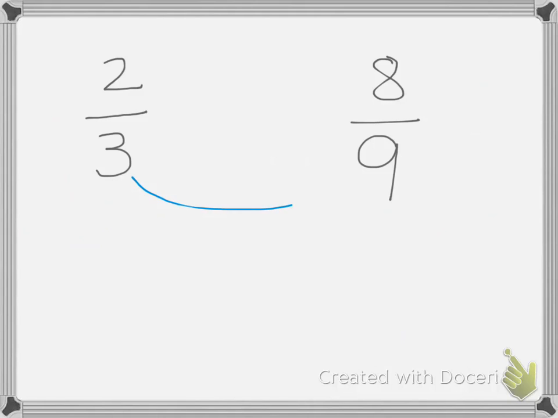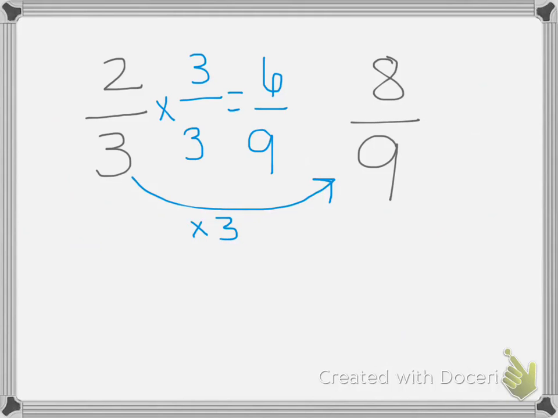So I'm going to say, okay, what can I do to 3 to get to 9? Well, I can do 3 times 3. So I need to multiply the top and the bottom by 3. 2 times 3 is 6. 3 times 3 is 9. So that tells me that 2/3 is equal to 6/9. So now I can compare 6/9 and 8/9 because the denominators are the same. 6 is less than 8. So 6/9 is less than 8/9, or 2/3 is less than 8/9.